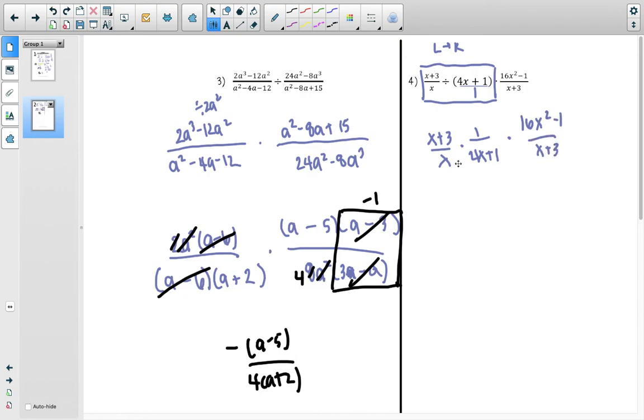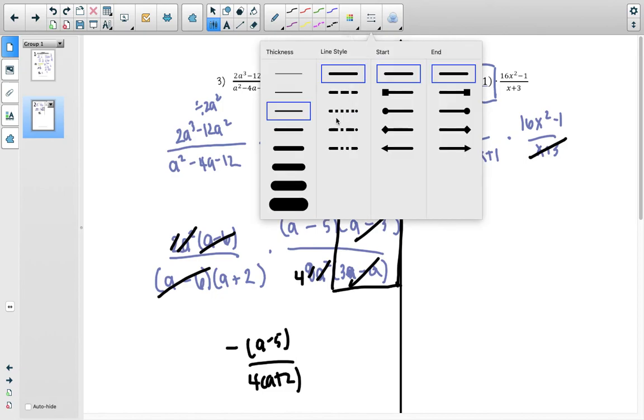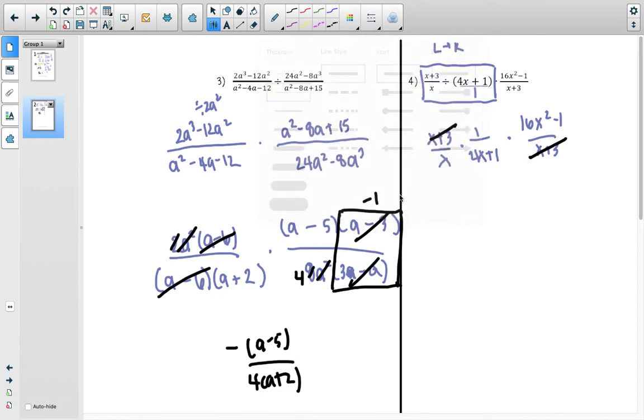Okay, now remember I told you you can cancel up and down or across. Well, right now you only can cancel out one thing, and that's the x plus 3's. So that's gone. Now, you can factor within or you can rewrite it. I'm going to rewrite it so you have 1 over x. That 1 goes there because the same thing divided by the same thing is 1, times 1 over 4x plus 1 times, and we need to factor this top.